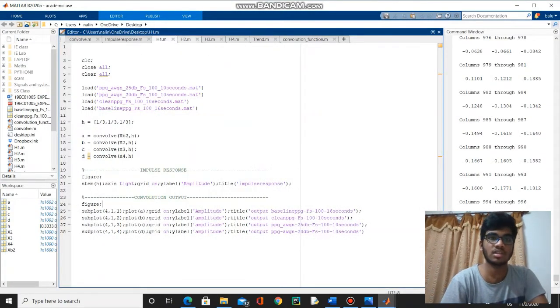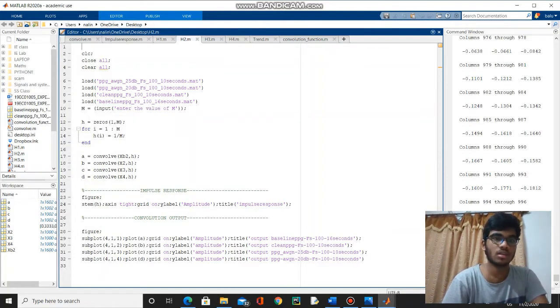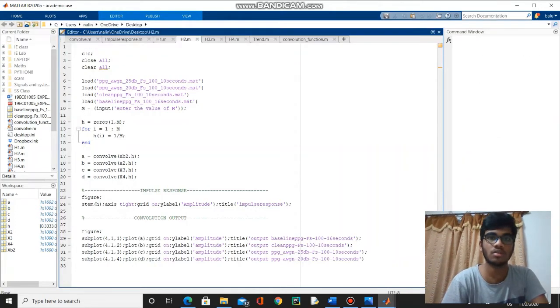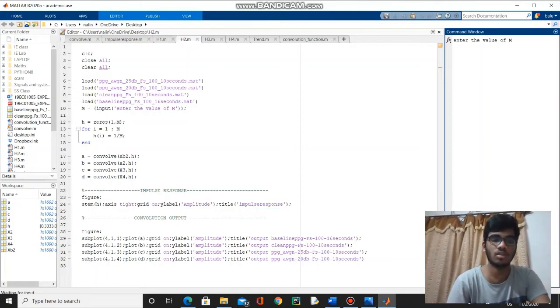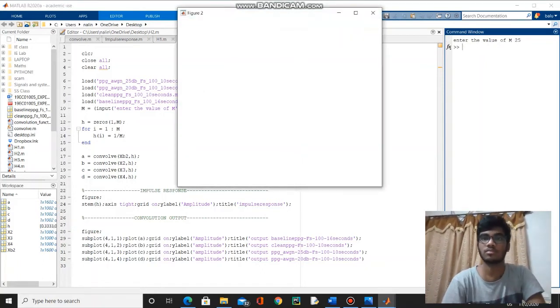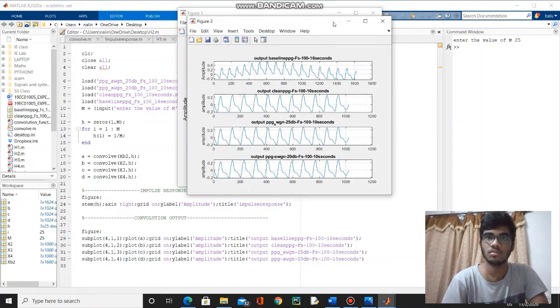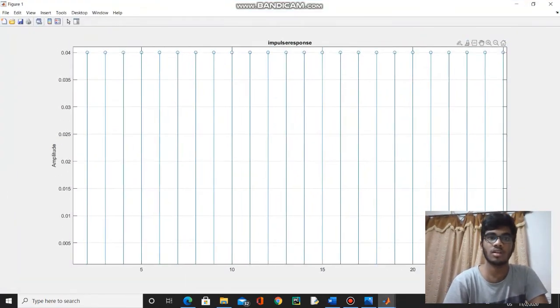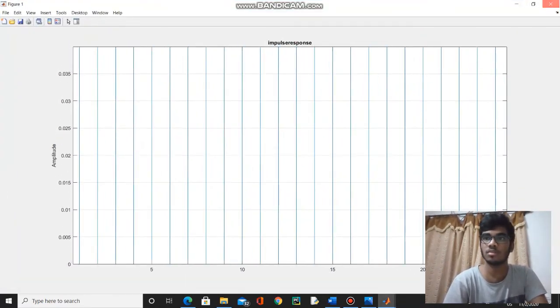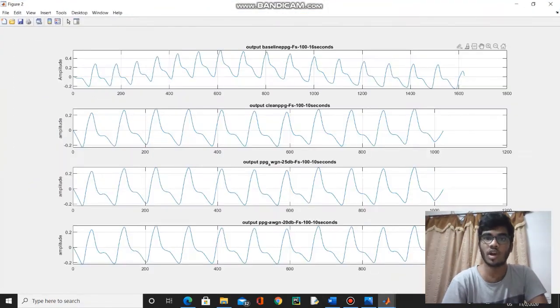Moving on to the second system, the code is similar to the first part. If I run the code, we have to give the input value to m. I am giving the input as 50, 25 in the first case. This is the unit impulse response of the system, and this is the convolution output of the second system.